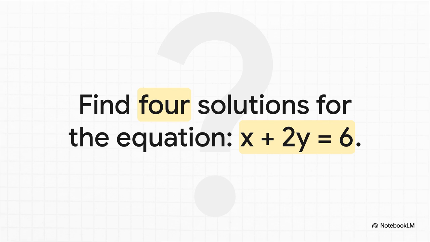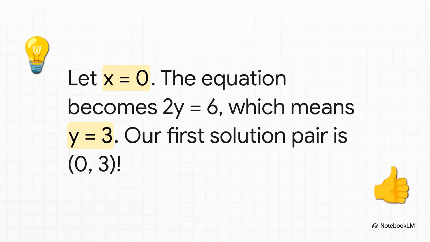Remember our 3 simple steps? Let's use them right now. For our first solution, let's use a very simple trick. Just pick x equals 0. Why? Because it makes the calculation so easy. The equation becomes 0 plus 2y equals 6, which is just 2y equals 6. So y has to be 3. And there we have it, our first solution pair, (0, 3).